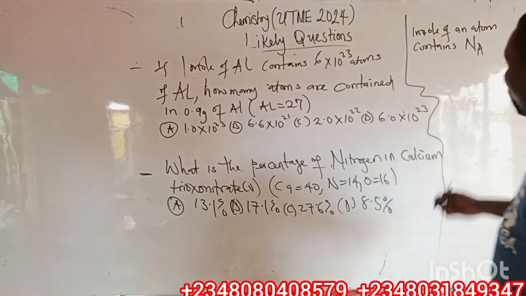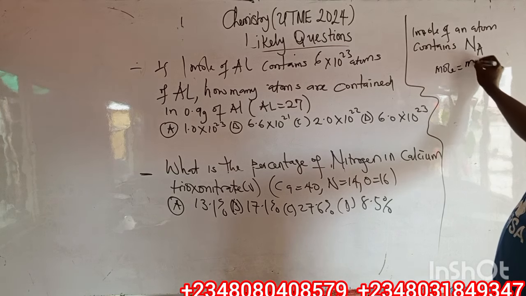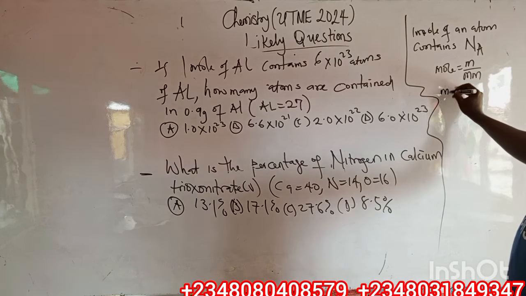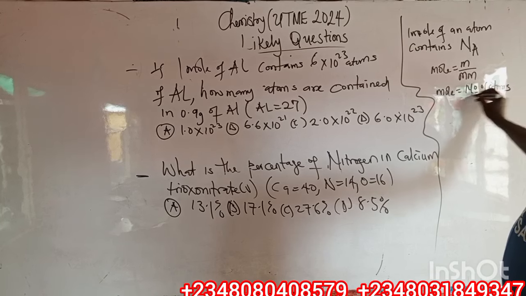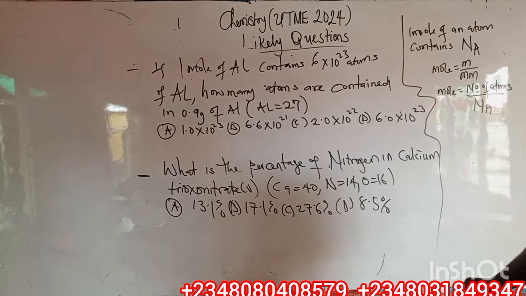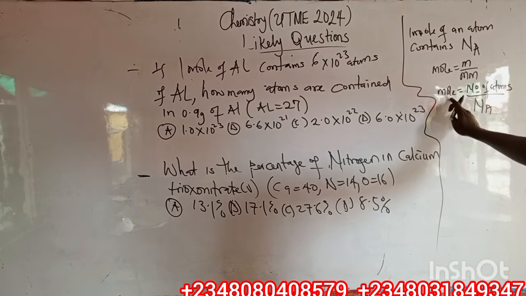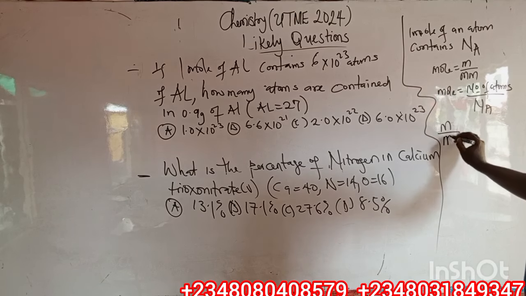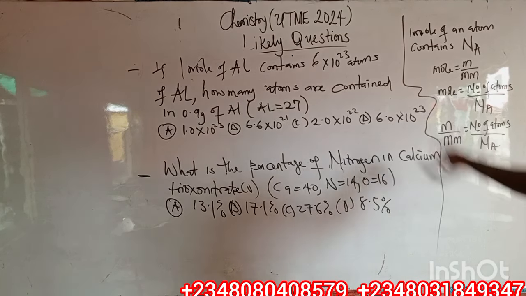For this question, know this formula. Thank God that we know this formula: mole equal to what? Reacting mass over molar mass. We all know this formula. Then from here, we have mole equal to number of atoms over Avogadro's constant. Take note of this. And what is mole? Mass over molar mass. I can change this mole to mass over molar mass equal to number of atoms over Avogadro's constant.